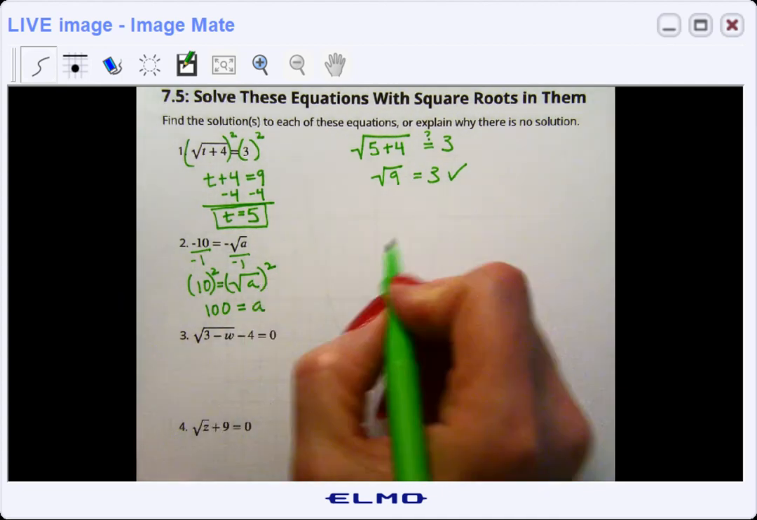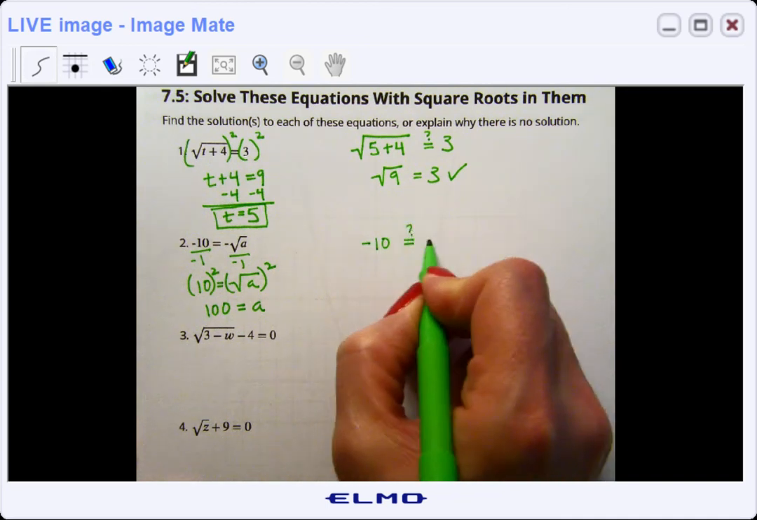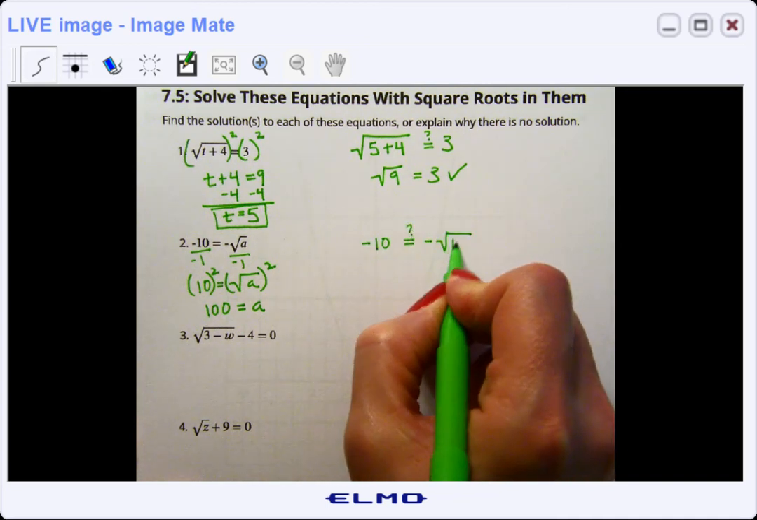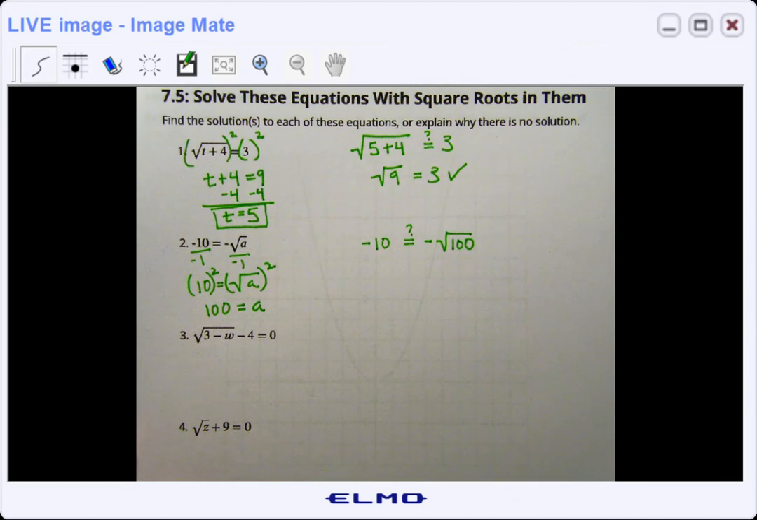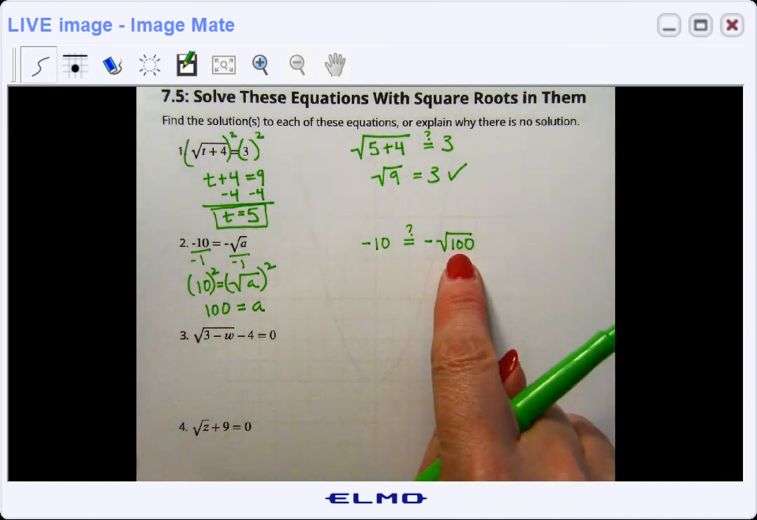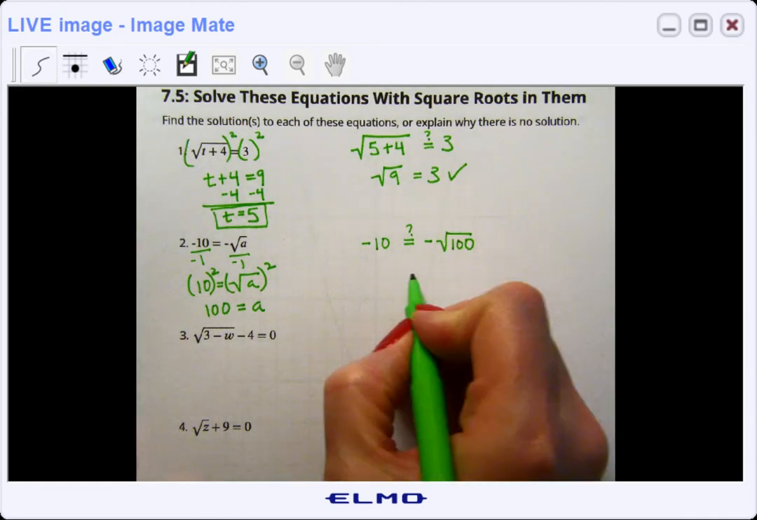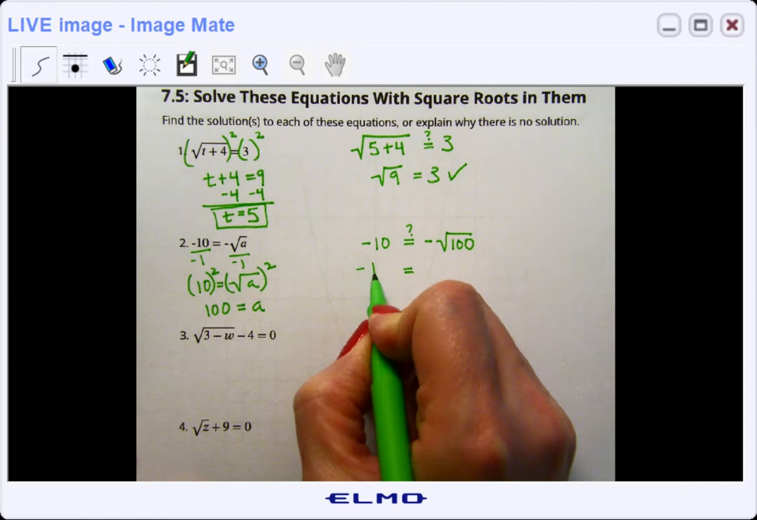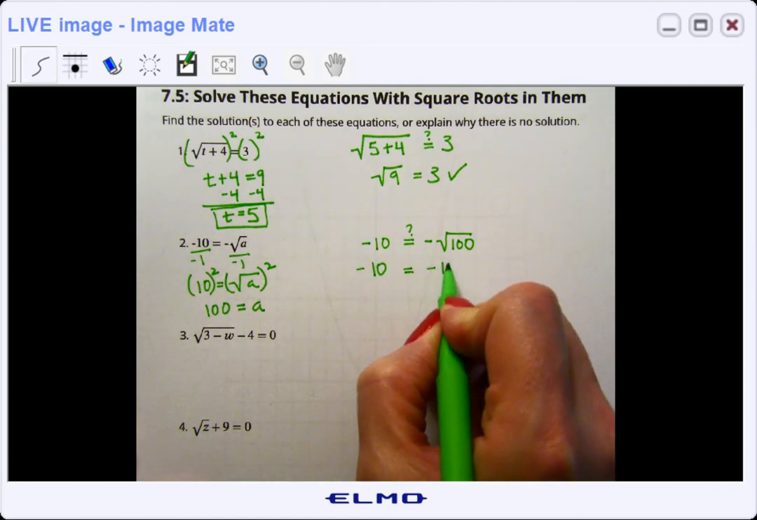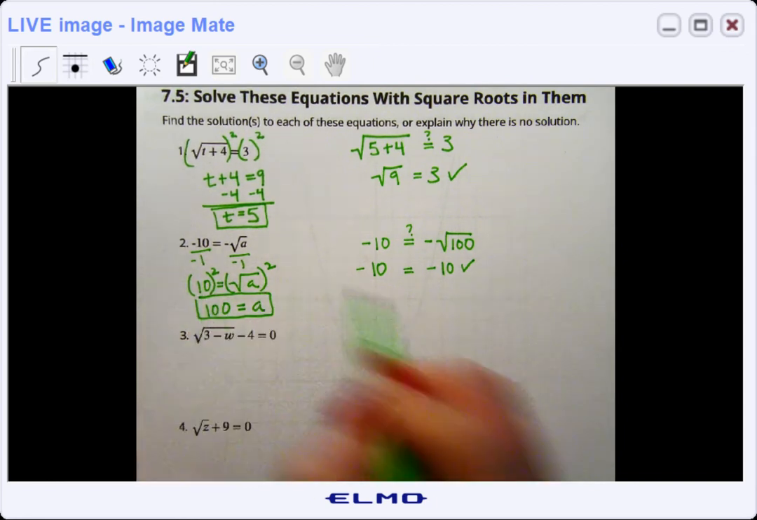So I'm going to plug it in. Is this a true statement? Well, the square root of 100 is 10. So the negative square root of 100 is negative 10. So I have negative 10 equals negative 10. That checks. So number 2, a is equal to 100.